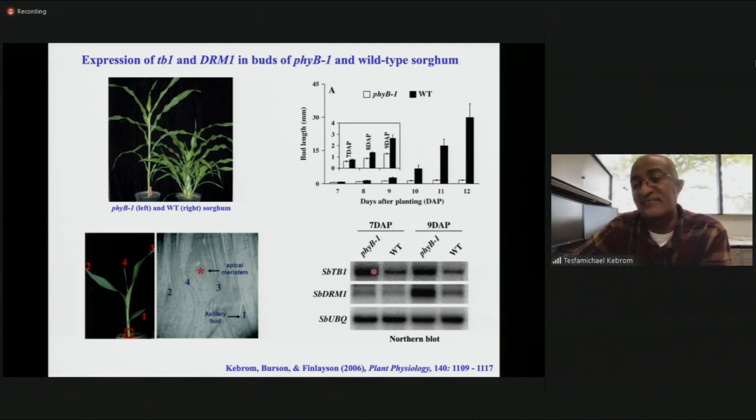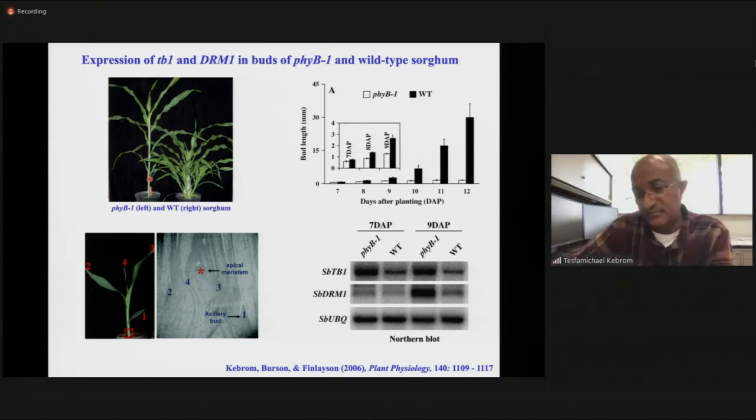As you can see here, at 7 days after planting, the TB1 gene was higher in the 5B1 that stopped growing compared to wild type. This is consistent with its function. And at 9 days after planting, the level of TB1 was high. So the dormancy could be associated with the level of TB1. And the DRM1, the dormancy marker, at 7 days, was low. And as you can see, the buds' length was almost the same. But at 9 days, it was upregulated, indicating that the buds in the 5B1 mutant became dormant at 9 days after planting.